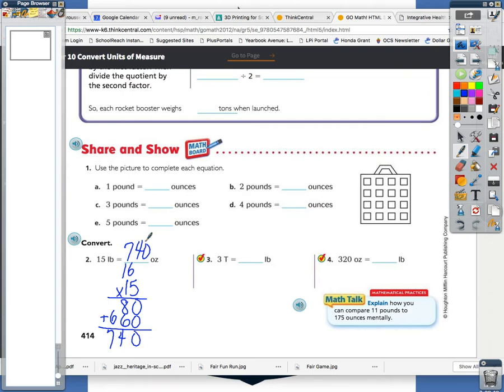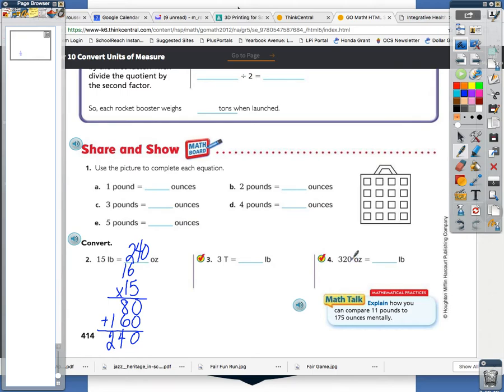Either way, when you multiply 15 pounds times 16 ounces in each one of those pounds, you would get 740. Oh, sorry, working too quickly ahead. This should be a 1 right there, not a 6. I didn't think something looked right. So that would be 240. Sorry, I corrected myself. That would be 240 ounces.